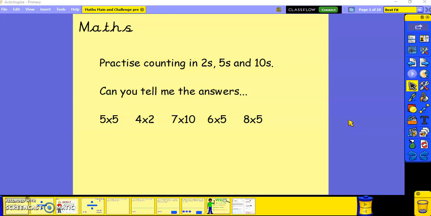So we're going to start off our lesson today by practicing counting in 2s, 5s and 10s. So you can pause your video and have a go at practicing 2s, 5s and 10s for me. Okay, now you've practiced counting in 2s, 5s and 10s. Can you tell me the answers to these questions?